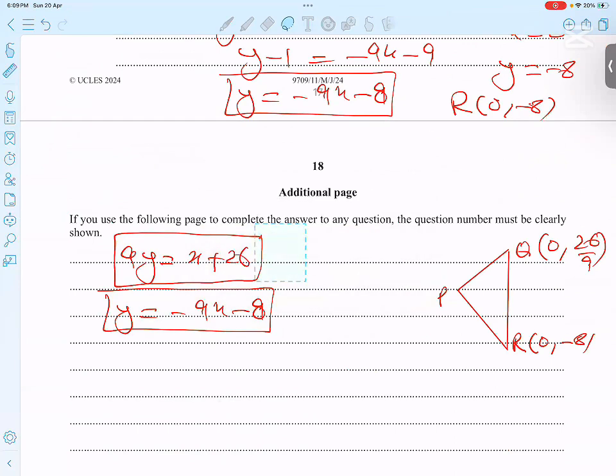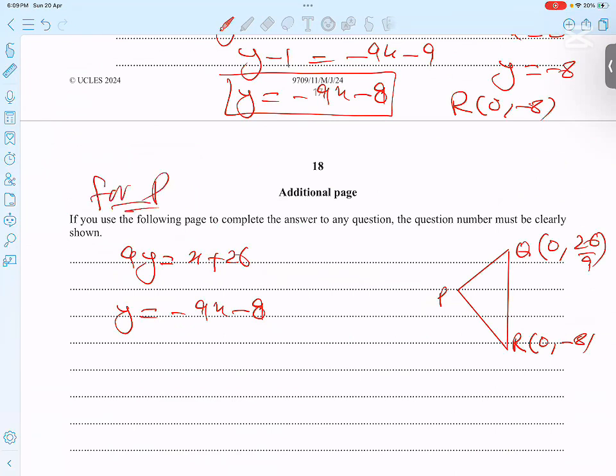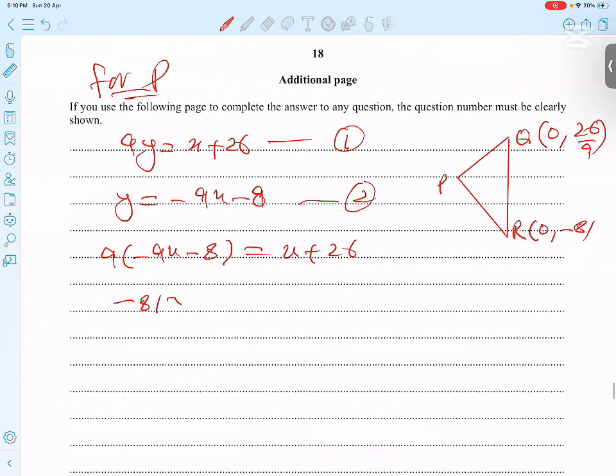I'm going to solve them simultaneously to get the p coordinate. How to solve it, students? This y value, I'm going to plug in here. So 9 times -9x and -8 equal to x plus 26. Equation number 1, equation number 2. 9 nines are 81. 9 eights are 72. I got -82x. 72 goes there. 72 and plus 26, and I'm getting 99. 99 divided by 82, and I got x value 99 over 82.